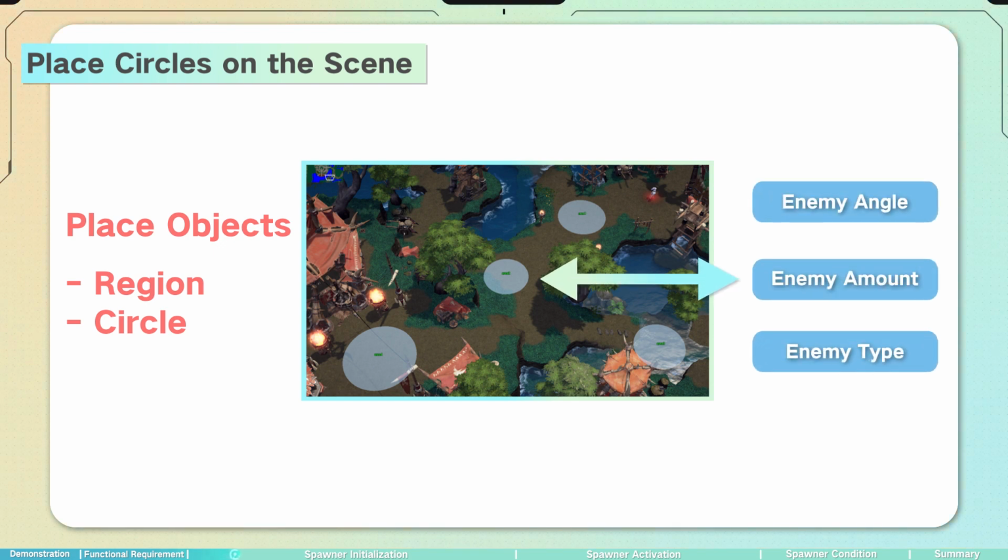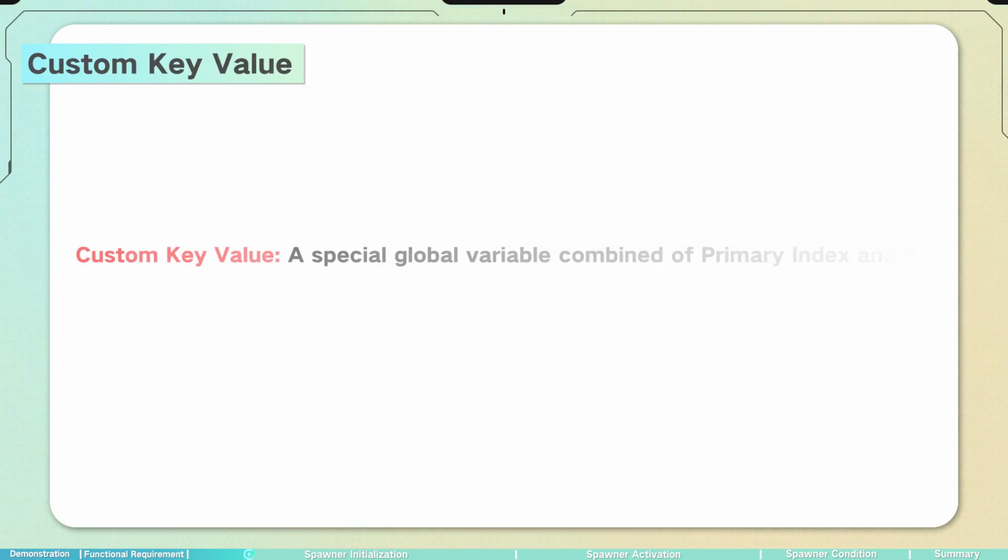Now, we will introduce a powerful feature called Custom Key Value to connect the areas and the data. Custom Key Value is a special kind of global variable, which is combined of a primary index and a key. This may sound too abstract, but a good example can help you understand.